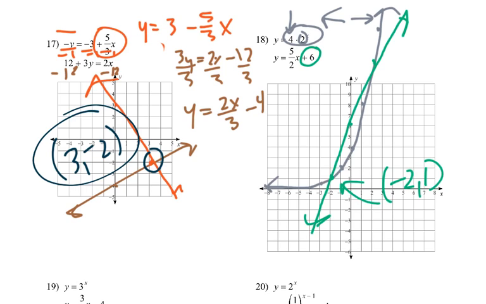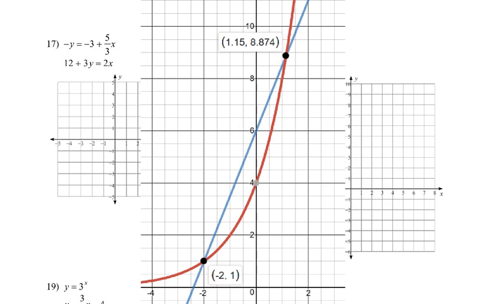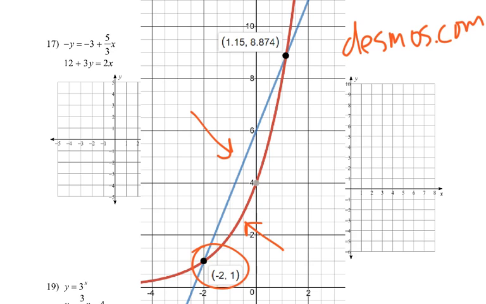This is where using technology is helpful, because we find out that at 1.15, 8.874 is where the second one is. So we can see from this Desmos that I used, which we've used in class before, I graph it. The red one is the exponential. Then the linear is blue. See, we got one of them right, -2, 1. And then our other one. So there were 2 options here.